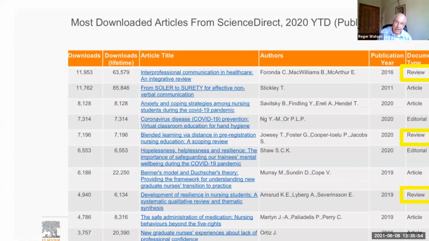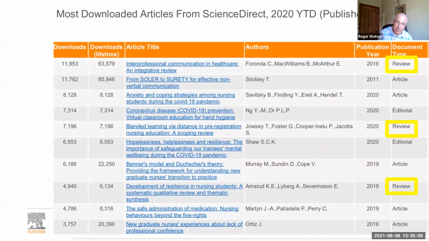So it applies to downloads, it applies to citations, and as I say, it's one of the only patterns that you can see in publishing. So just to re-emphasize, as editors and publishers, we're very keen on review papers.